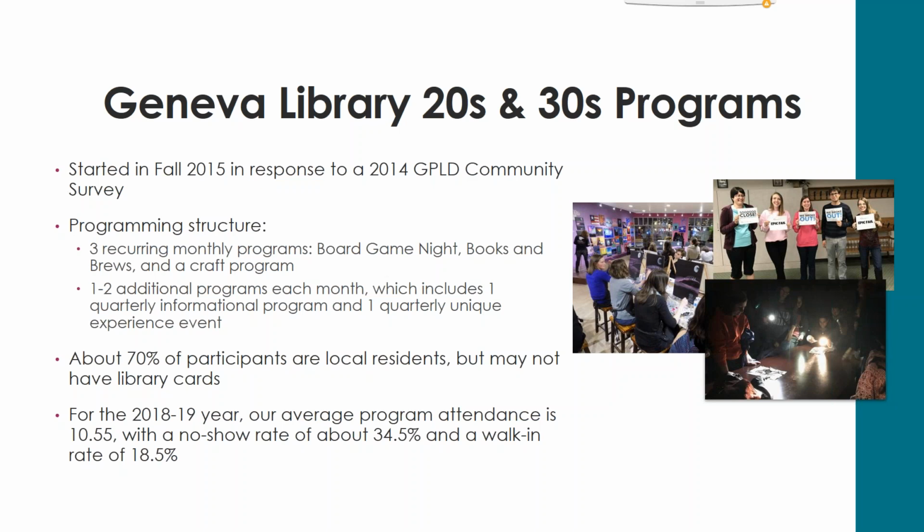I would love if they all had libraries that were a little bit closer to them, that were offering similar kinds of things. For those that are statistically driven, so far for our 2018-2019 fiscal year, our average program attendance here is 10.55. We have about a 35% no-show rate, which is average for our library. It's not unique for 20s and 30s programming, but we do see an increased walk-in rate in 20s and 30s. Our walk-in rate is 18.5%, and general adult programming has a much lower walk-in rate.